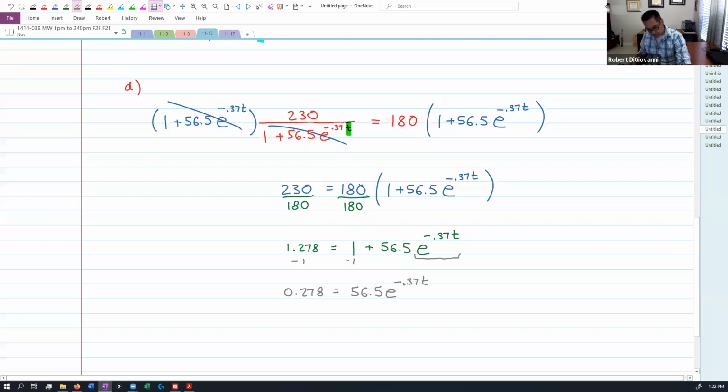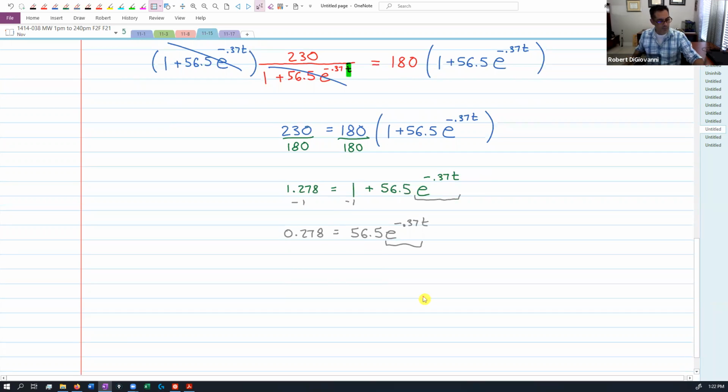What next? Trying to get this by itself. Divide through, right? Get that 56.5 out of here. So we're going to start getting some small numbers here. 0.278 divided by 56.5. I get 0.00492 equals e to the negative 0.37 t.